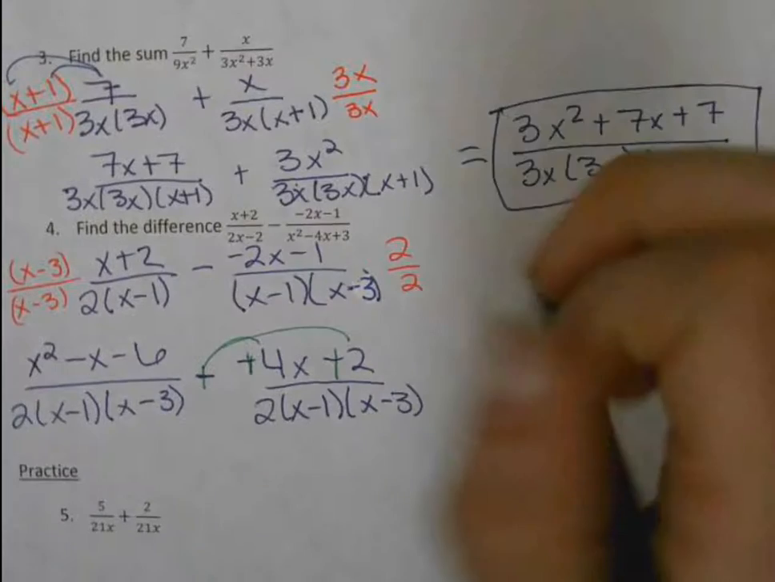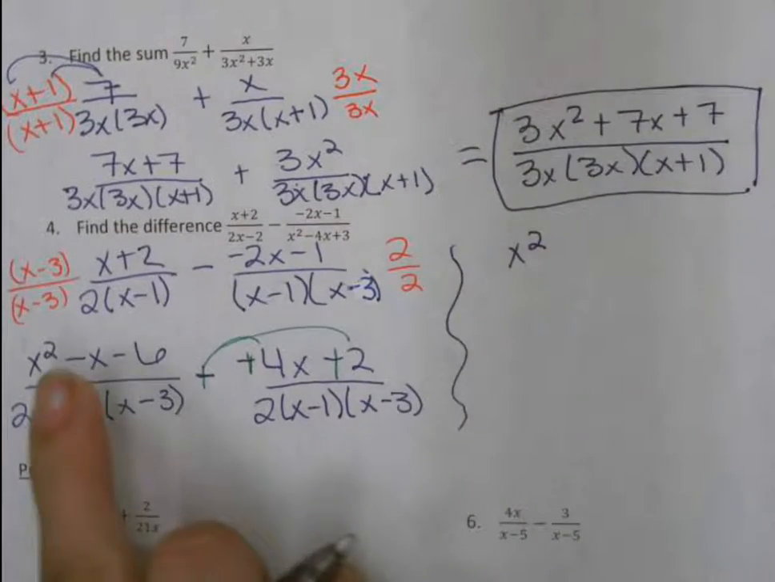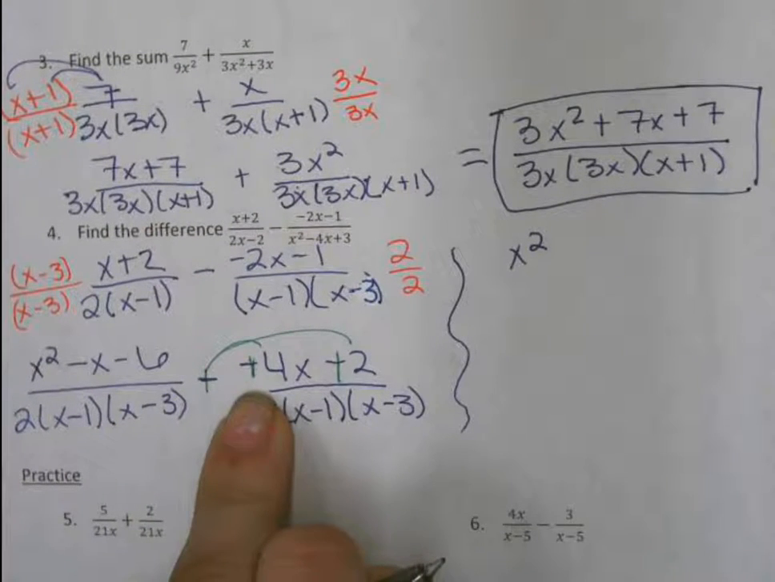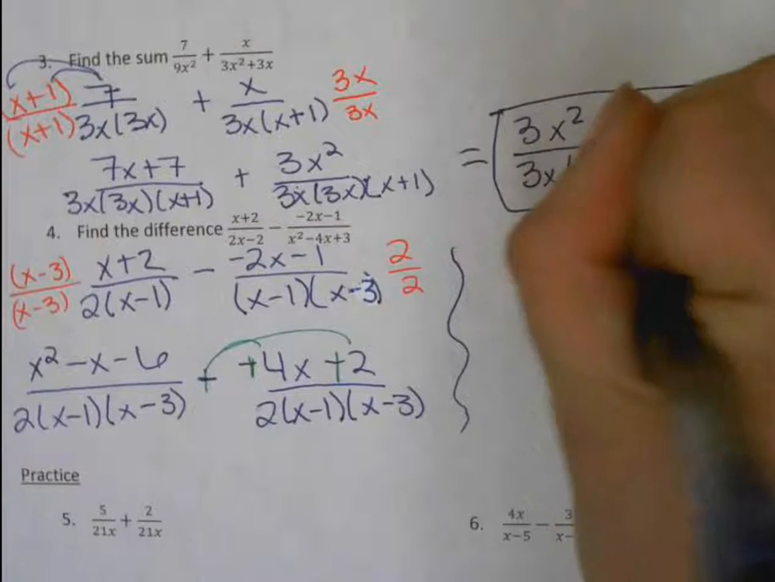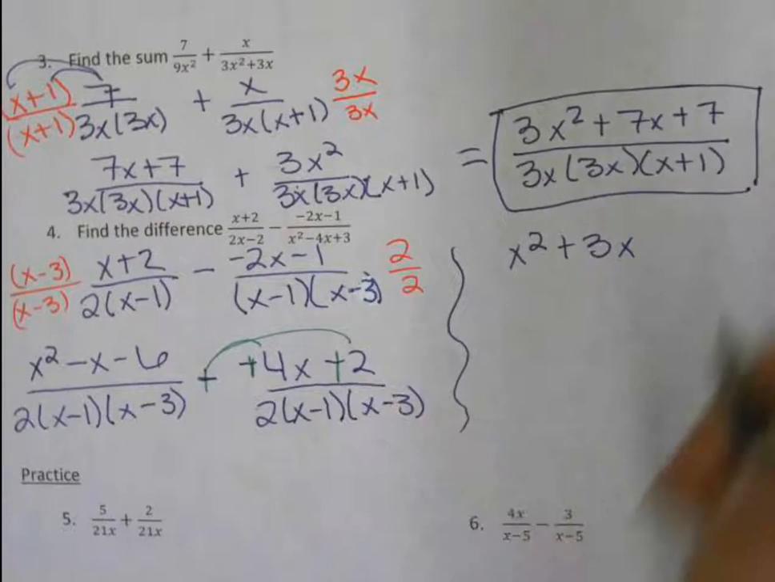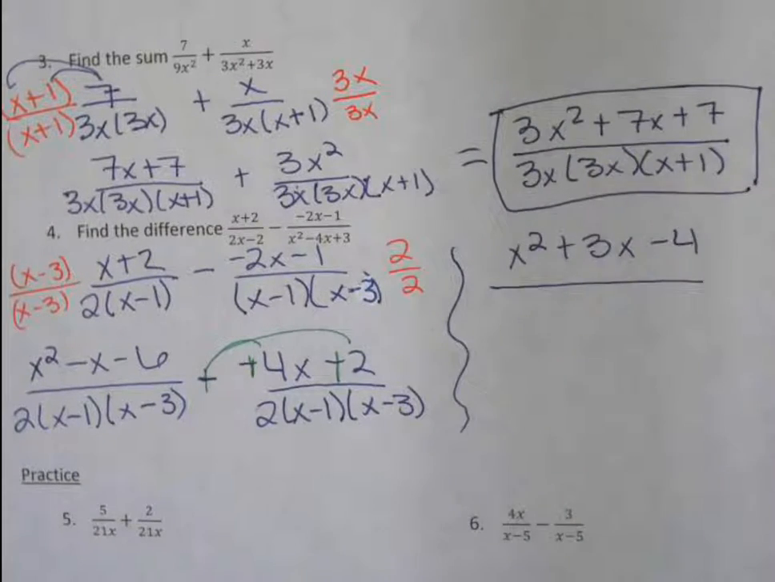So then I'm going to combine like terms, and I get x squared, and then I have negative x and positive 4x, which is 3x. Negative 6 and positive, yeah, negative 4.